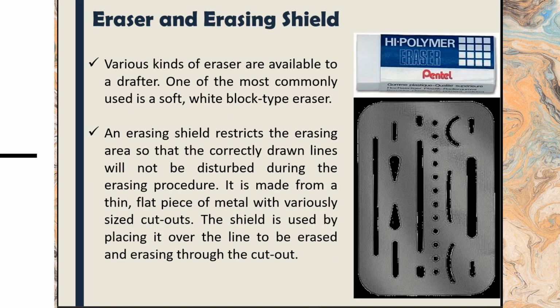Okay, we have the eraser and erasing shield. Various kinds of eraser are available for a drafter. We use an eraser to clean any unwanted lines or where there are mistakes. Your construction lines are not unwanted lines, so your construction lines are not to be erased, but should be as light as possible. If possible, only visible to you that is drafting it.